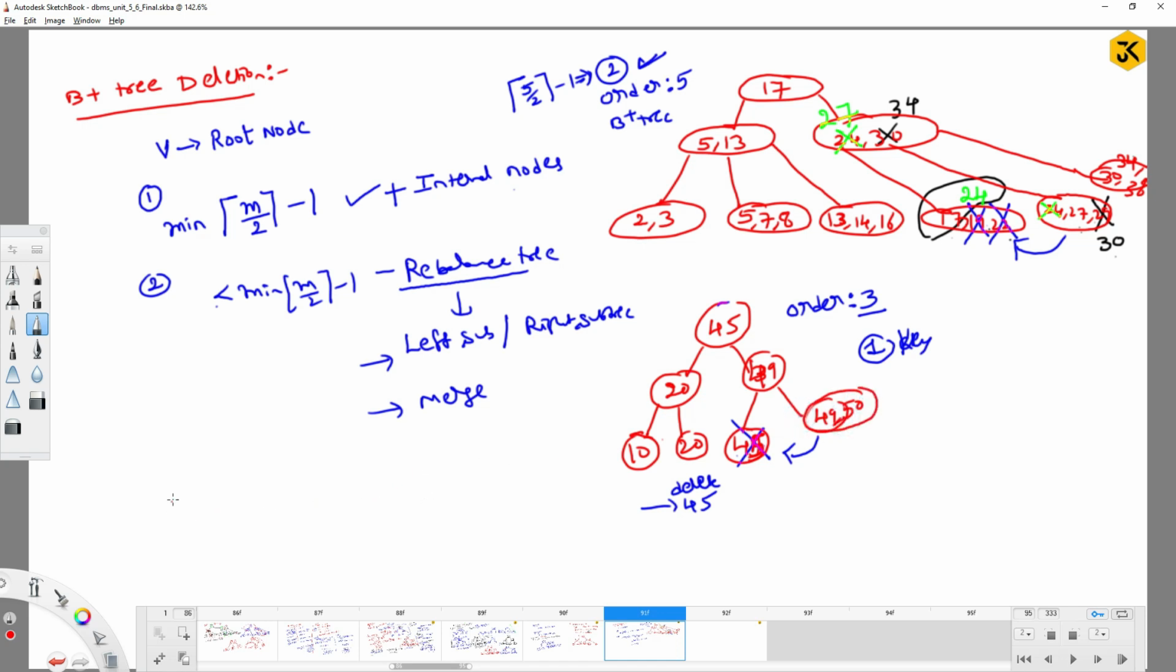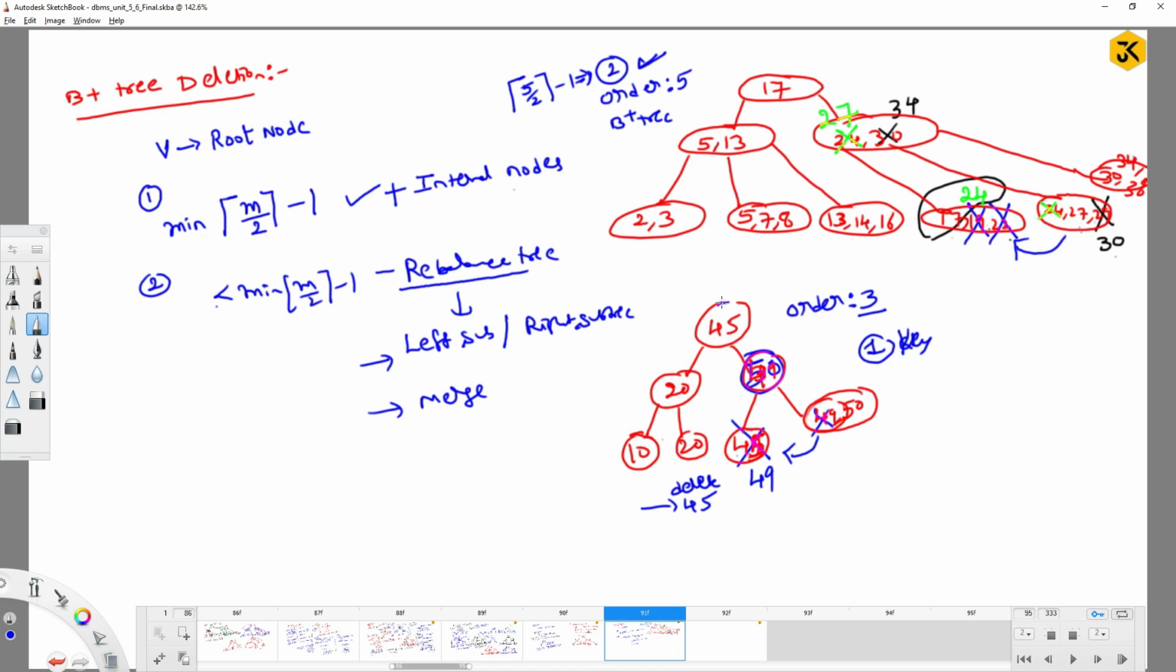49 there, right? Now, if I am going to delete the 45, what will happen? Can I take the borrow from the right side? If I take the borrow from the right side, I will get here 49, and here what will be the value? 50. There will not be 49 here. So now is it going to be a B+ tree?